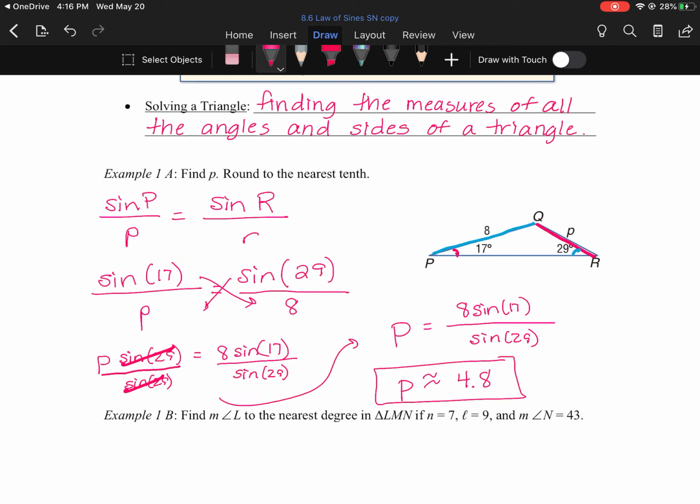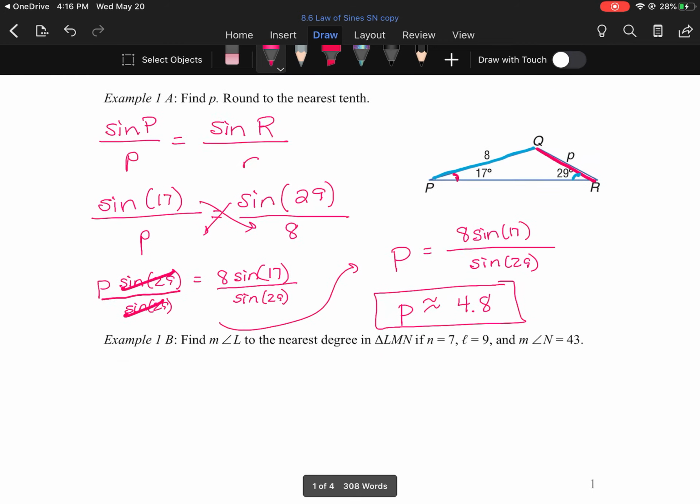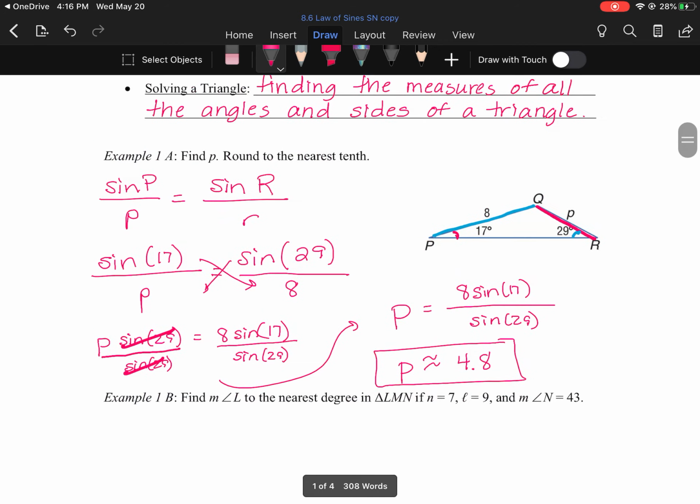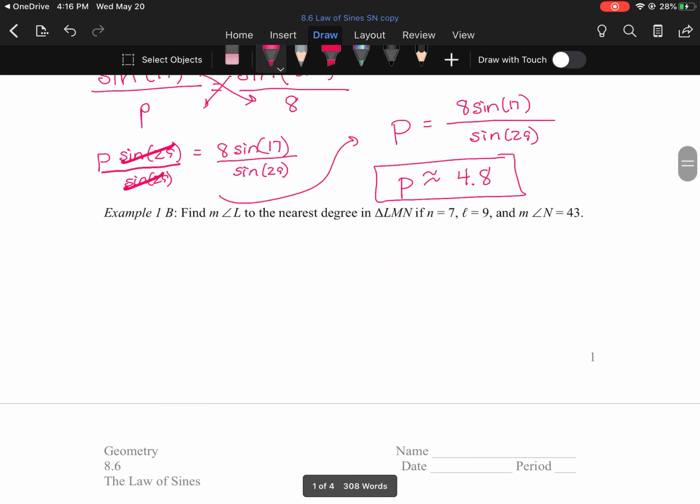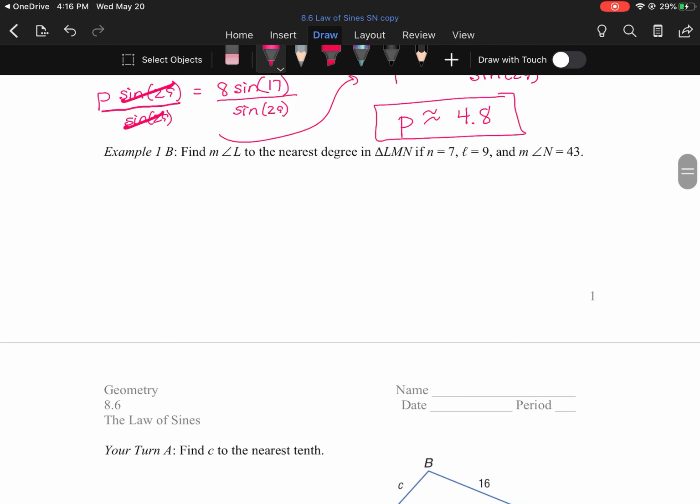All right, so using the law of sines, it's actually not any more difficult than setting up a proportion and cross multiplying. So let's take a look at example B, because that one was us finding the length of a side. Now for B, they're asking us to find the measure of an angle. And they didn't give us a triangle here, so we have to draw our own triangle. That's okay. So find the measure of L to the nearest degree in triangle LMN.